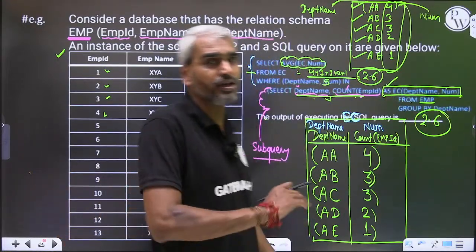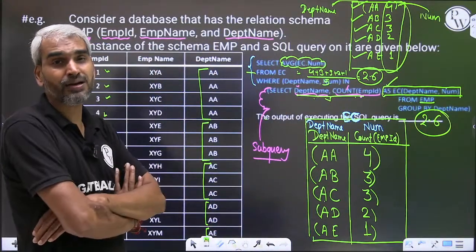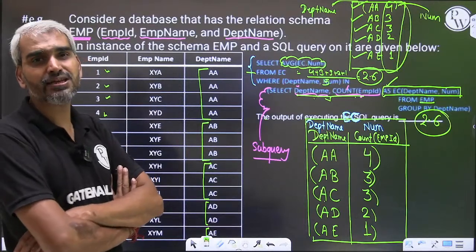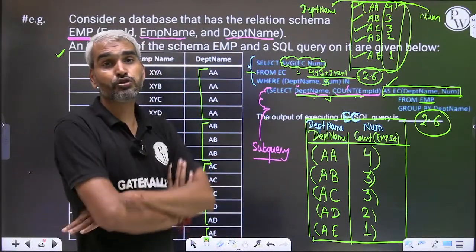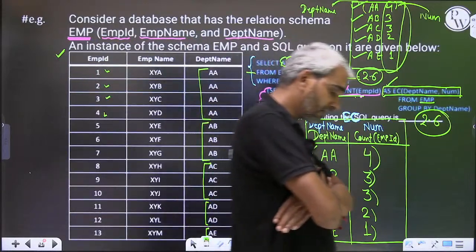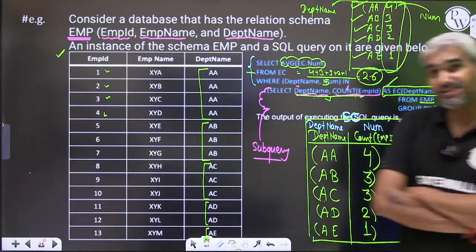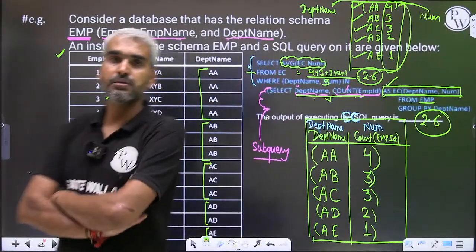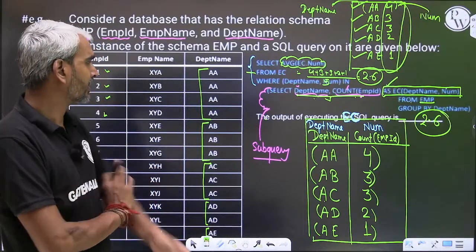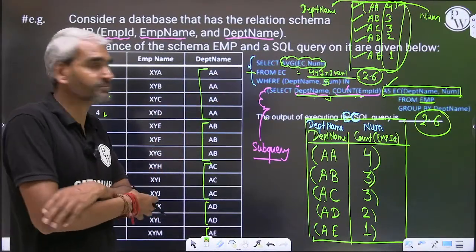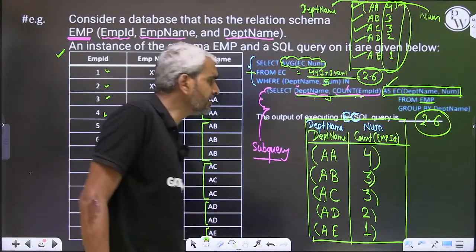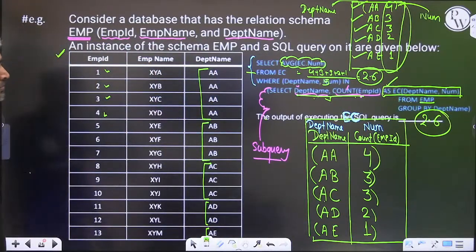So what exactly is being produced by this inner subquery? The inner subquery gives me the name of the department along with the number of employees in that department. Got the idea? And the outer query just averages out the total number of employees in each department. Clear? So that's the AS clause.